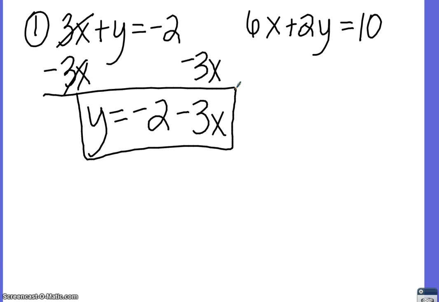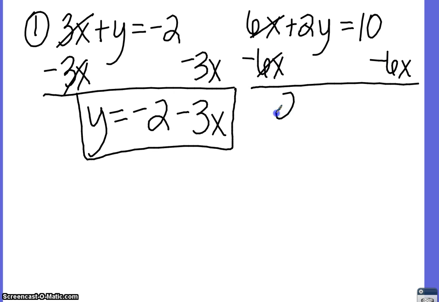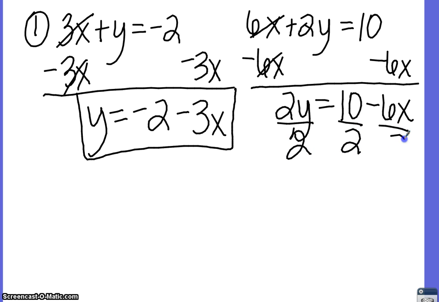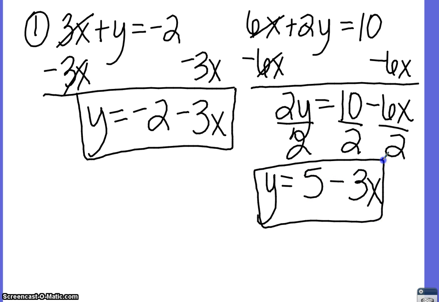Here I have 6x plus 2y equals 10. Again, I need to get y by itself. So I'm going to subtract 6x from both sides. Those cancel, and I have 2y equals 10 minus 6x. Now here, y is still not by itself. So what do I need to do in order to get that 2 to go away? That's right, I always divide. That's my last step. So here in this equation, I should have that y is equal to 5 minus 3x. And that's my second equation.